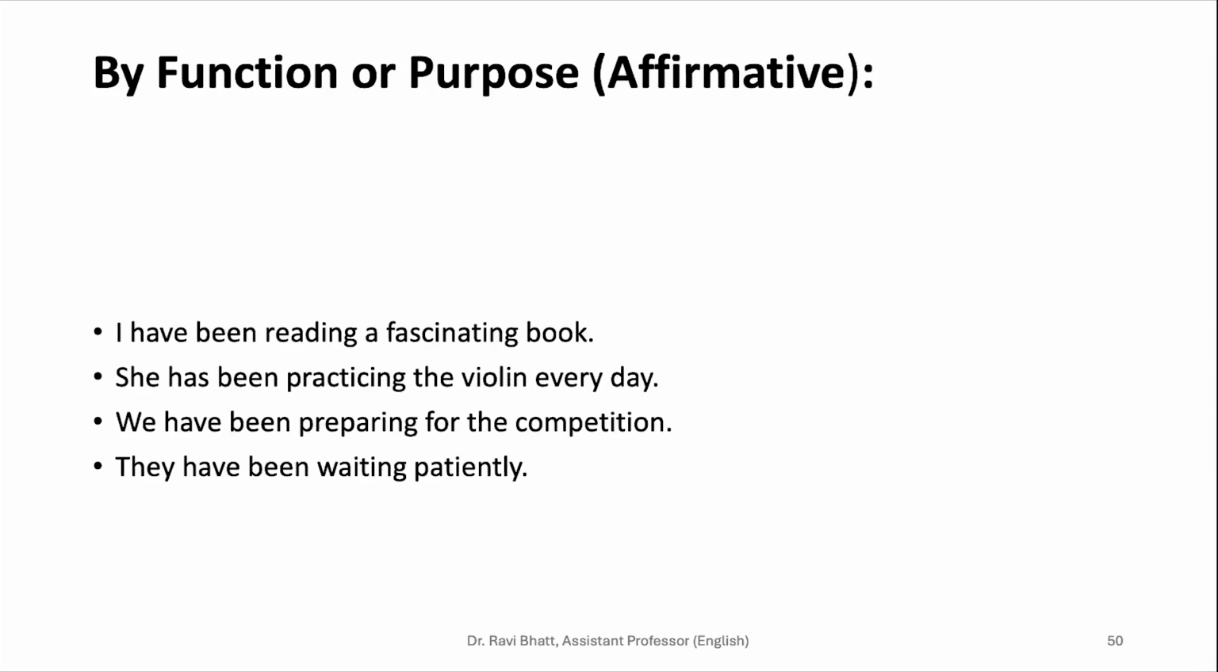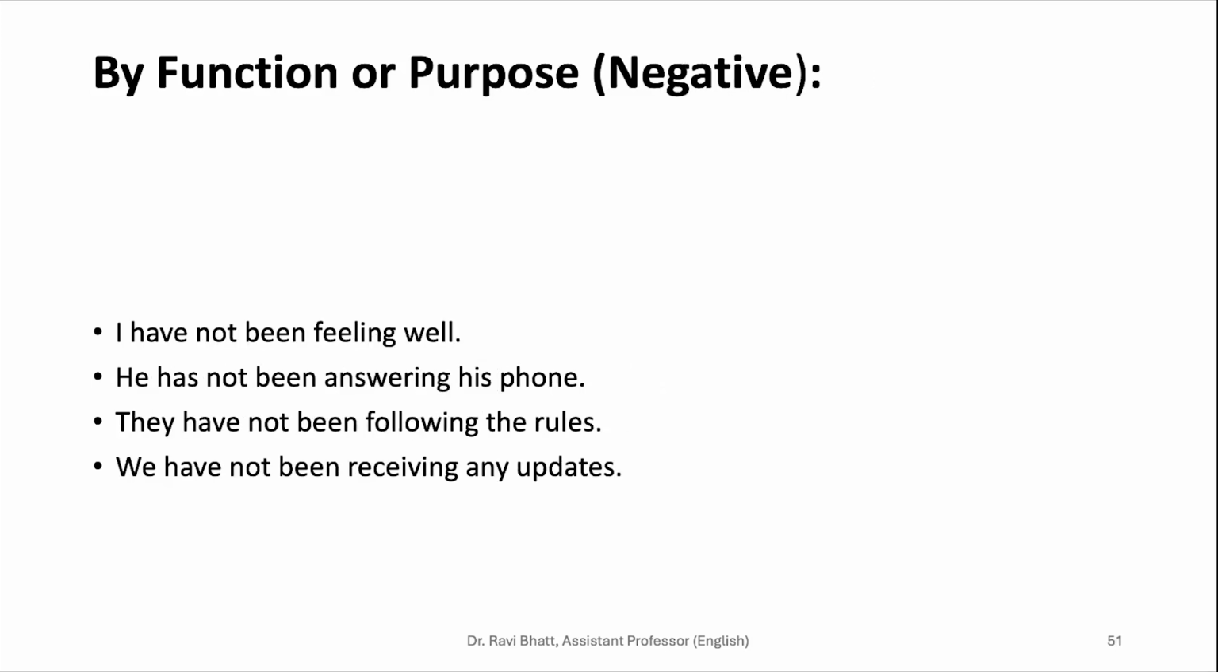Now, coming on to the last two categorizations, affirmative sentences and negative sentences. So let's see first affirmative basic sentences. I've been reading a fascinating book, or she has been practicing the violin every day, or we've been preparing for the competition and they have been waiting patiently. Whereas when it comes to negative sentences, I've not been feeling well, he has not been answering his phone, they have not been following the rules, or we have not been receiving any updates.